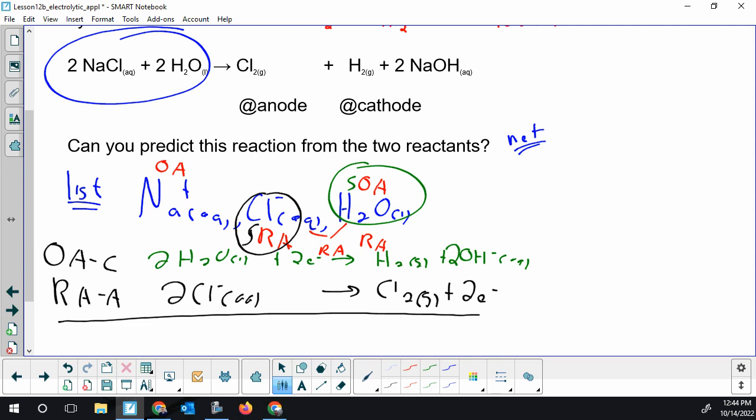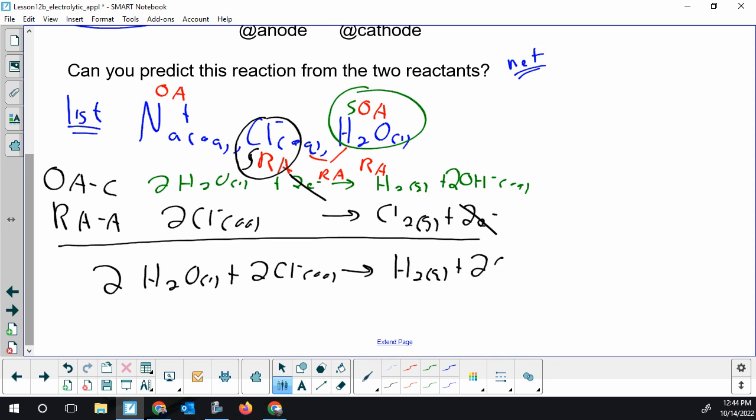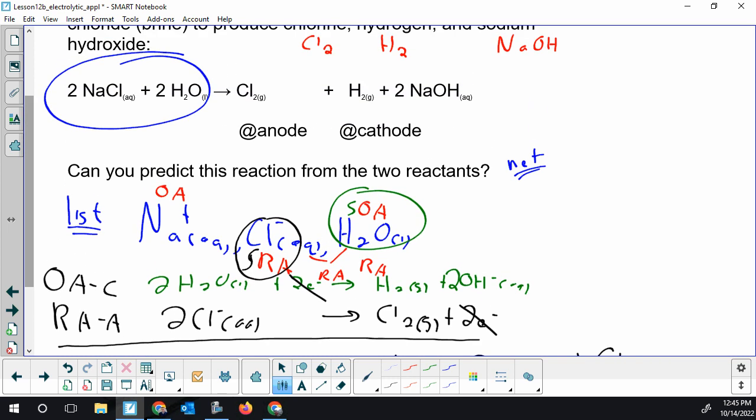To net this up, the lowest common multiple of electrons would be 2. They cancel out. We don't have to scale either up. So 2 water plus 2 chloride will make our hydrogen gas, our hydroxide, and our chlorine gas, which is what we expected, and it's correct. We just have sodium ions as a spectator ion. They're not gaining, they're not losing, and that's why they didn't show up at the bottom.